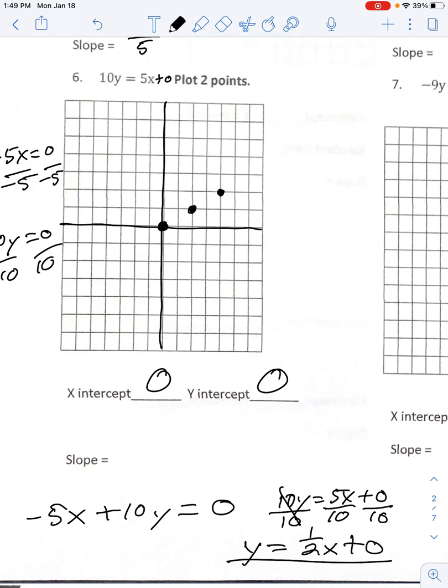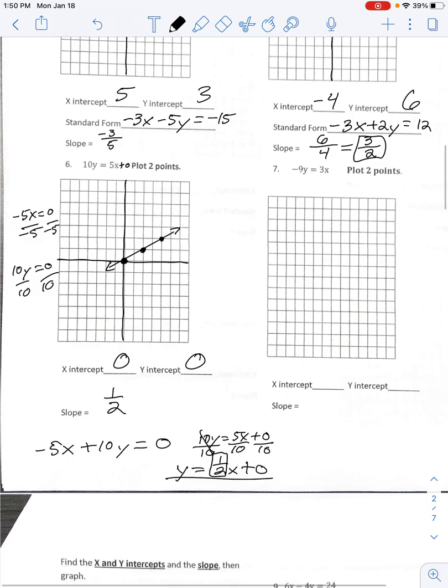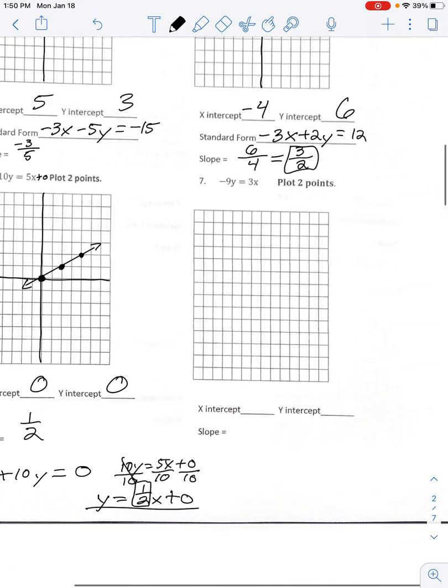All right, I'm going to actually try that again, get it in the right spot on this thing. There we go. And then clearly the answer for the slope is right here, because we just figured that. It would be 1/2.